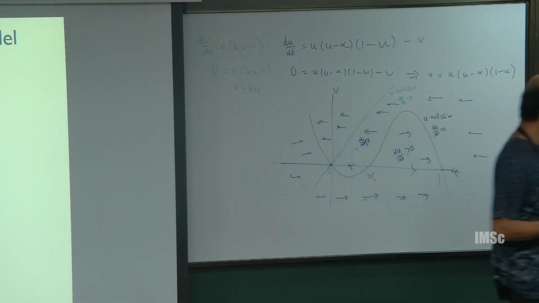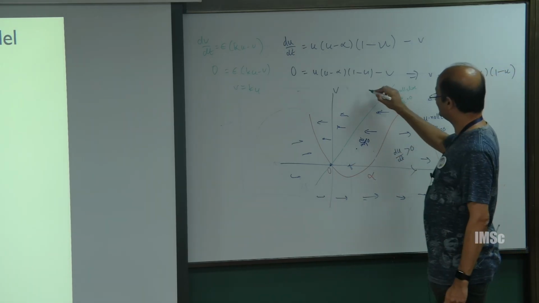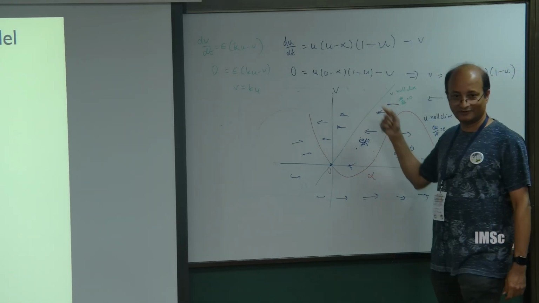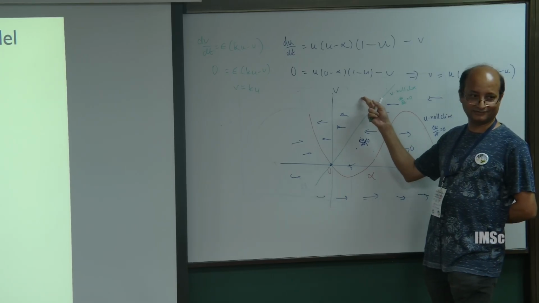Okay. What about the V arrow? So that means this part separates a region where dV/dt is positive from a region where dV/dt is negative. So here, what will it be? dV/dt positive or negative?